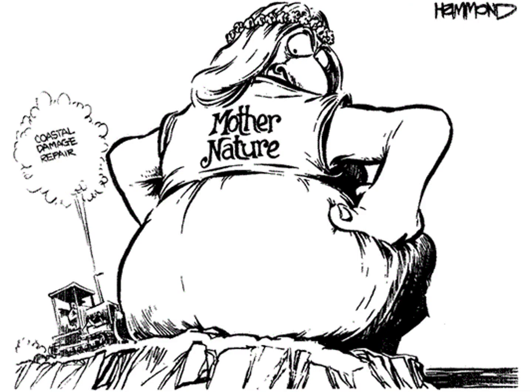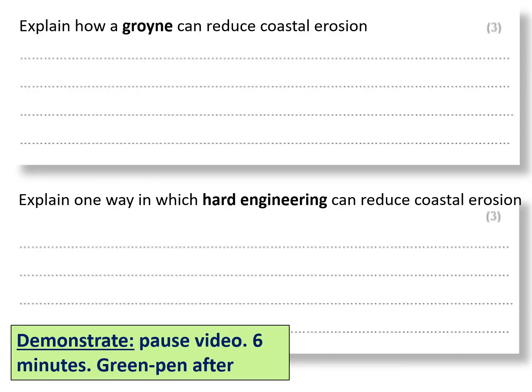Study this cartoon for a few seconds and ask yourself, what is it trying to say? We now have two 3-mark explain questions, which means we're going to be making a point, we're going to be developing it, and we're going to be developing it again. And the same here. Now, what is interesting about these questions is that the first one asks you to explain how a particular type works.